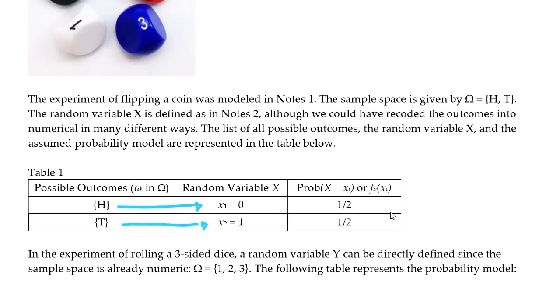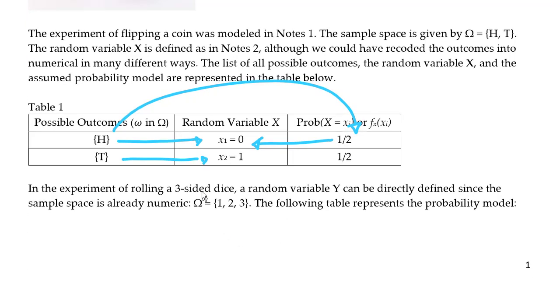Now keep in mind that the probability of x equals 0, for instance, is going to be the same as the probability of the outcome that was recoded to 0. So basically the probability here would be half, because the probability of flipping a coin and obtaining heads was half.